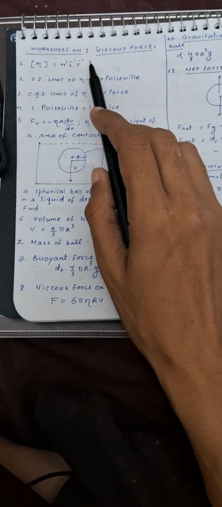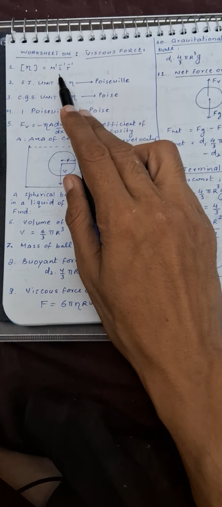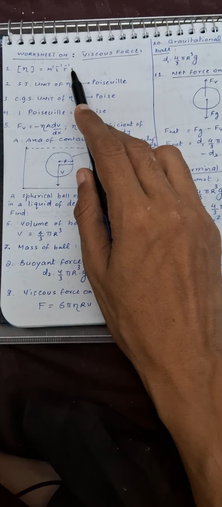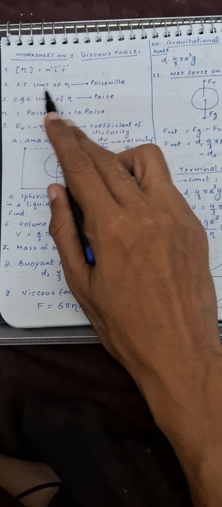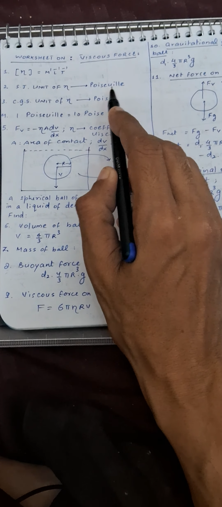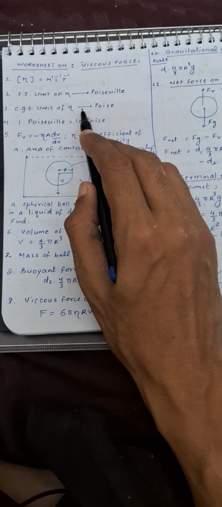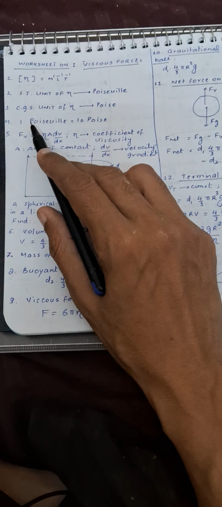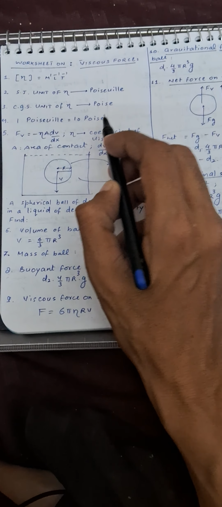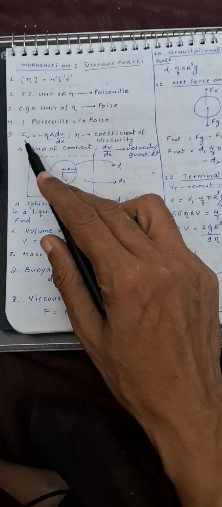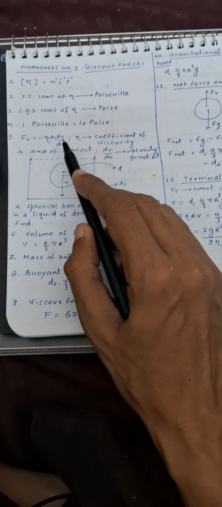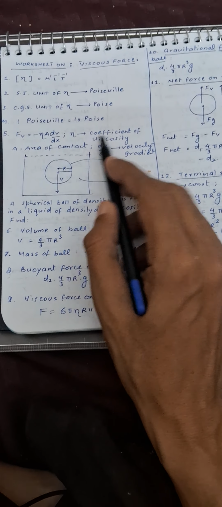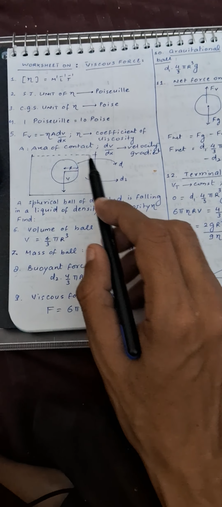The first question is the dimension of viscosity. It is M L^-1 T^-1. The SI unit of viscosity is the Poiseuille. The CGS unit of viscosity is the poise, and 1 Poiseuille is equal to 10 poise. Then the viscous force is minus eta dV by dx, where eta is the coefficient of viscosity.